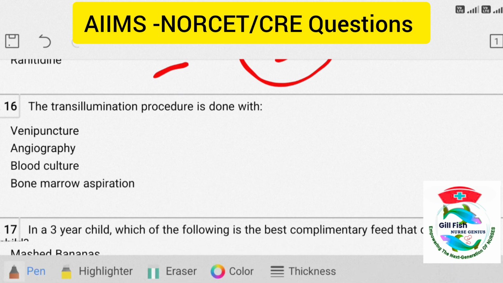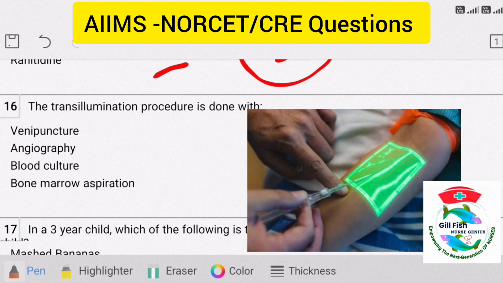The trans-illumination procedure is done with option 1, vein puncture, option 2, angiography, option 3, blood culture, option 4, bone marrow aspiration. Usually for which procedure do we do trans-illumination? Do you know what trans-illumination means? Just like an X-ray, with a green light, like a green sheet, we can use it and visualize the vein.